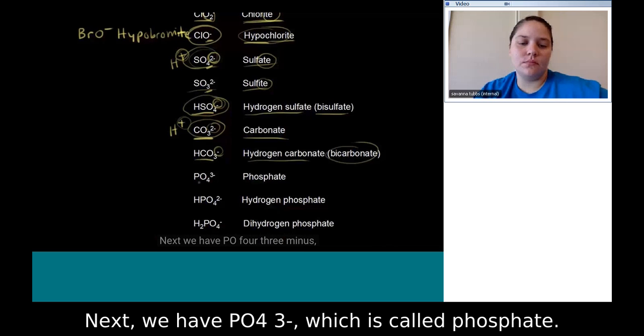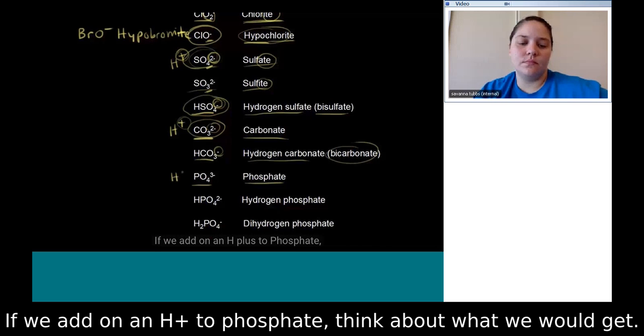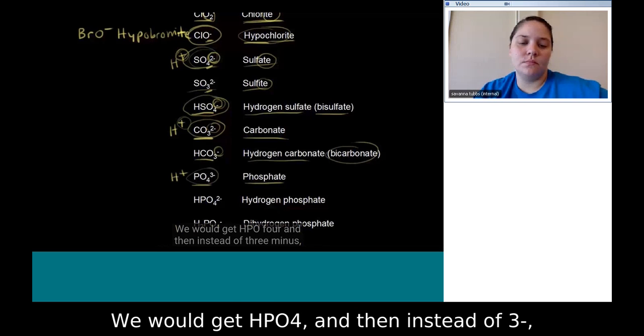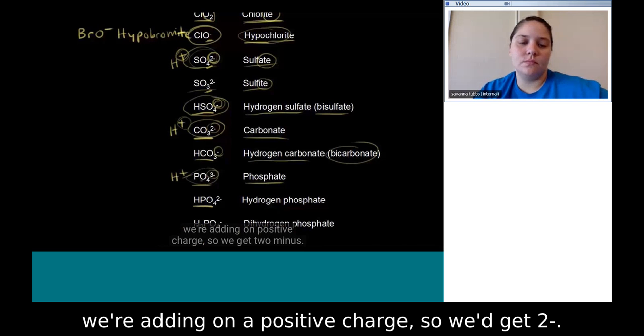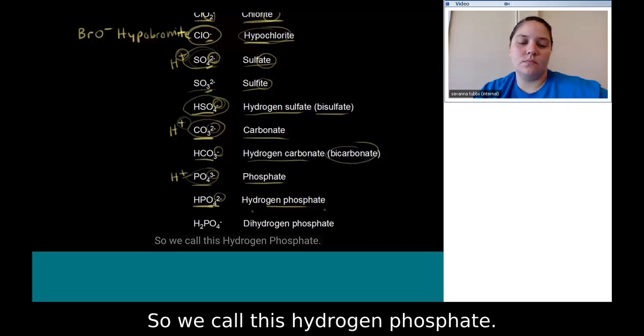Next, we have PO4 3-, which is called phosphate. If we add on an H+ to phosphate, right, think about what we would get. We would get HPO4, and then instead of 3-, right, we're adding on a positive charge, so we get 2-. So we call this hydrogen phosphate.